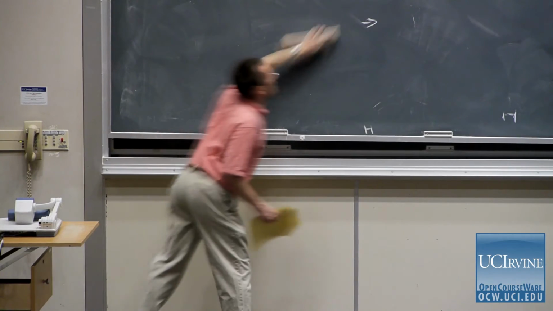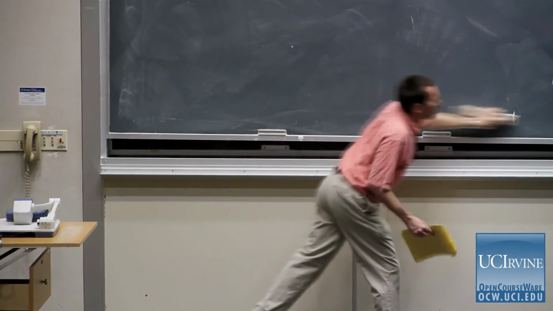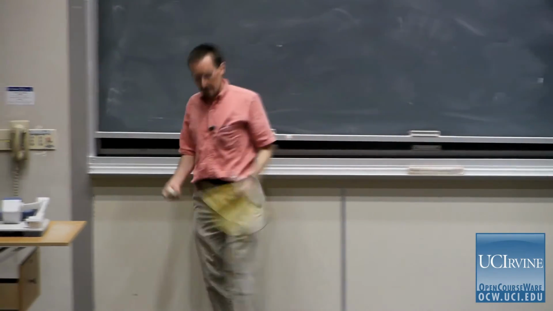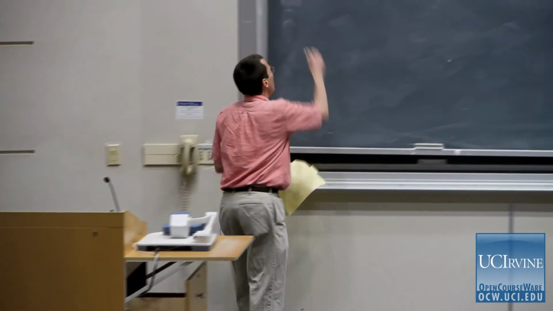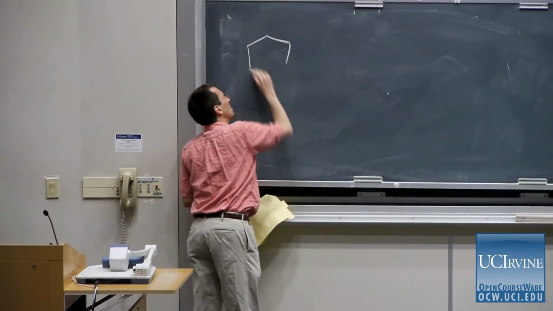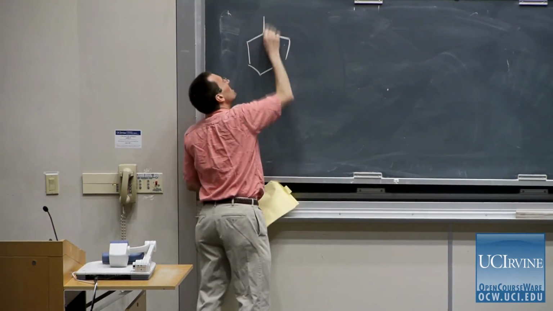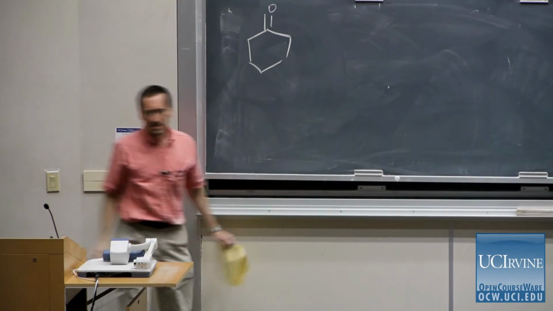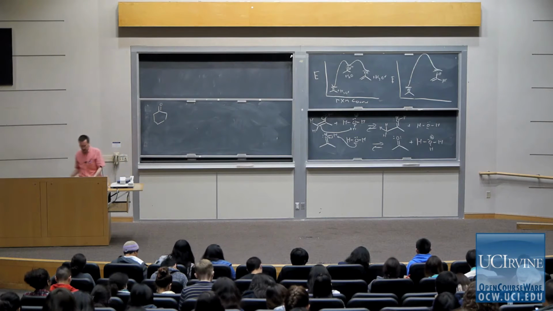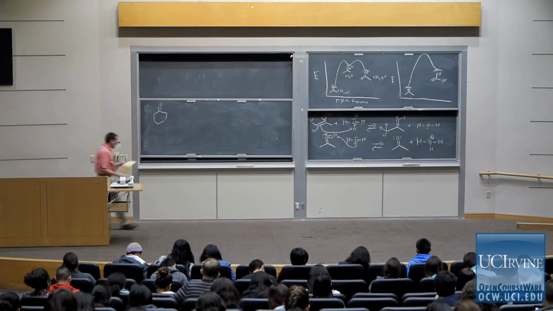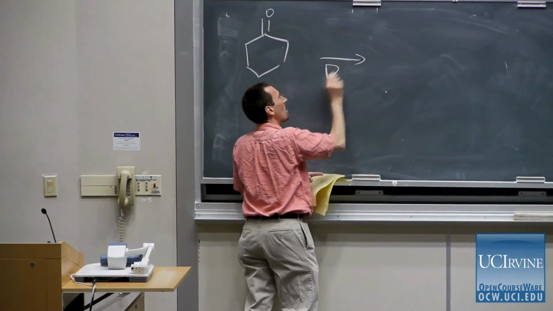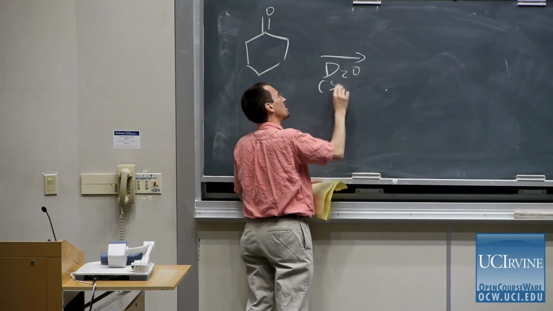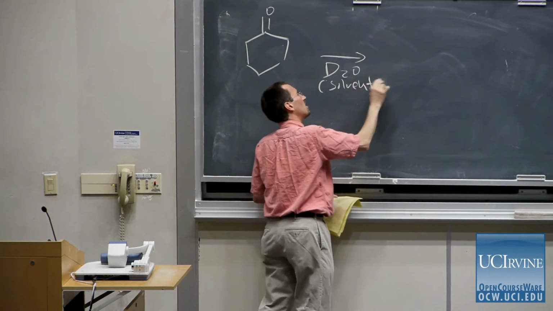All right, I'm going to take probably the simplest reaction that I can think of. And that reaction is going to be deuteration. So let's take cyclohexanone as a variation here. And we'll envision dissolving it in D2O. I'll put parenthesis as solvent.